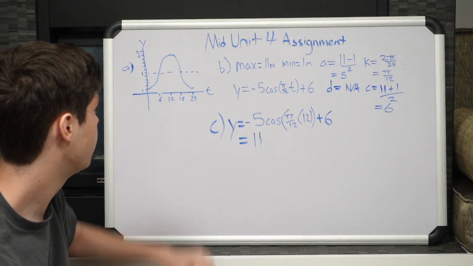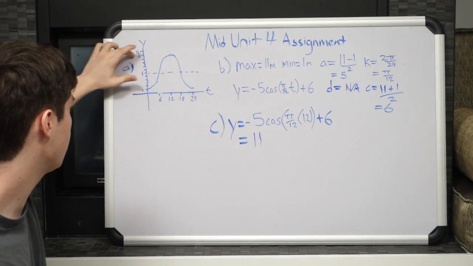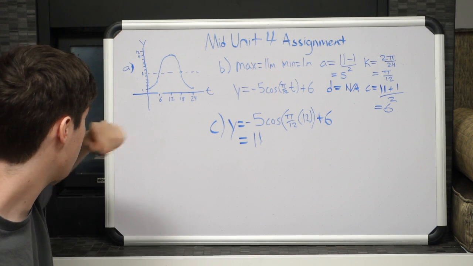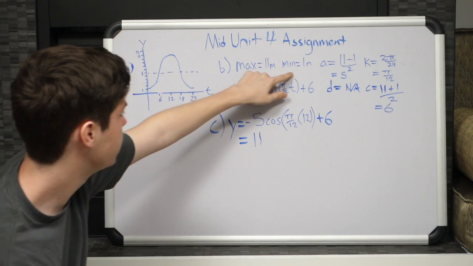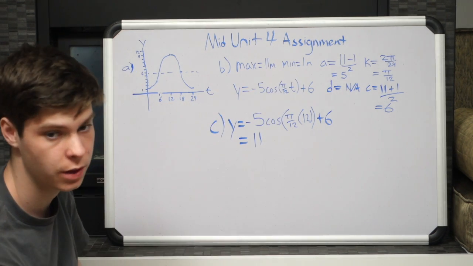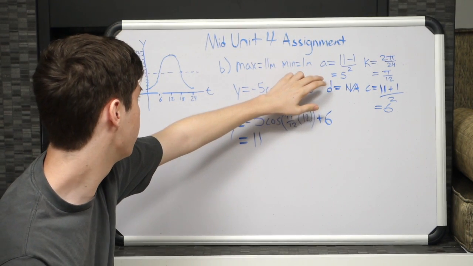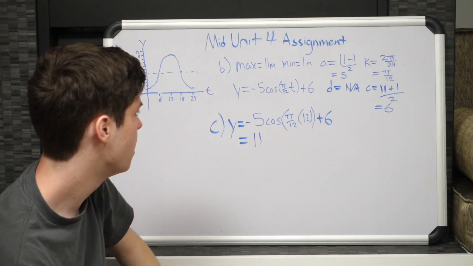Okay, so I wrote down my maximum and minimum. My maximum is going to be 11, because the diameter is 10 and it's 1 meter above ground. And then my minimum is going to be 1, because it's on the wheel and that's 1 meter above ground. And then I need to calculate my A, K, D, and C value.